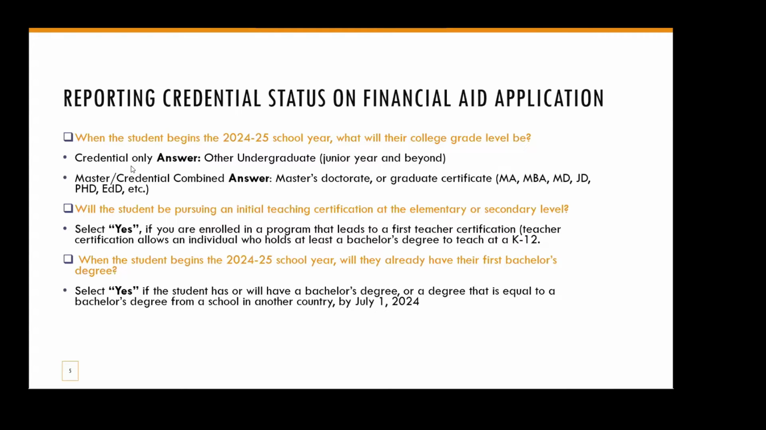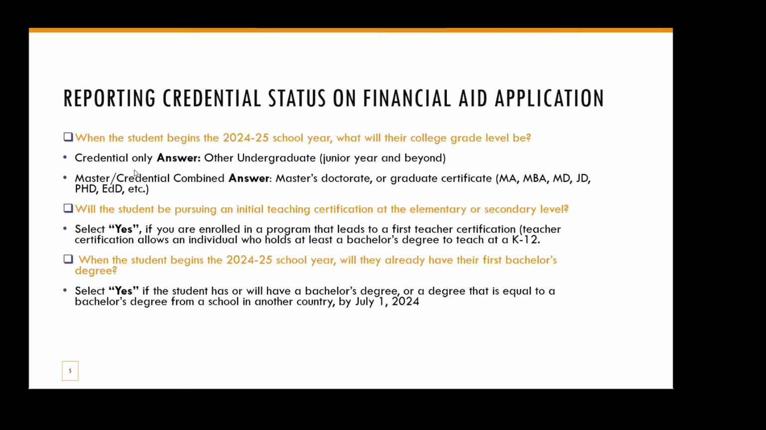If you are completing a credential and you are in a standard credential only program, your answer will be other undergraduate, and in parentheses, junior year and beyond. So this is the response that you would be indicating on the application. And then the next question that you might see, well, before I go on to the next question, we have students that have combined programs.